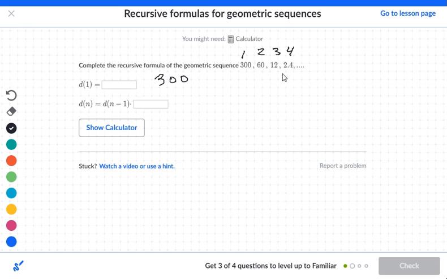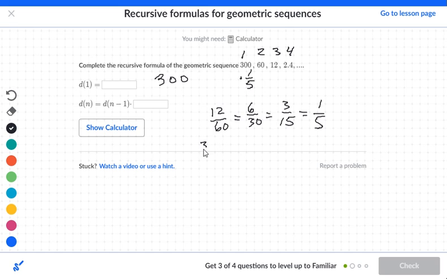Probably let's work with the 12 and the 60. Let's try that one first. So we would say 12 over 60. Since 12 comes after 60, that goes on top. They're both even numbers, so we can divide by 2. That becomes 6 over 30. We could divide by 2 again. That becomes 3 over 15, and 3 does go into 15 5 times. So it looks like we're multiplying by 1/5.